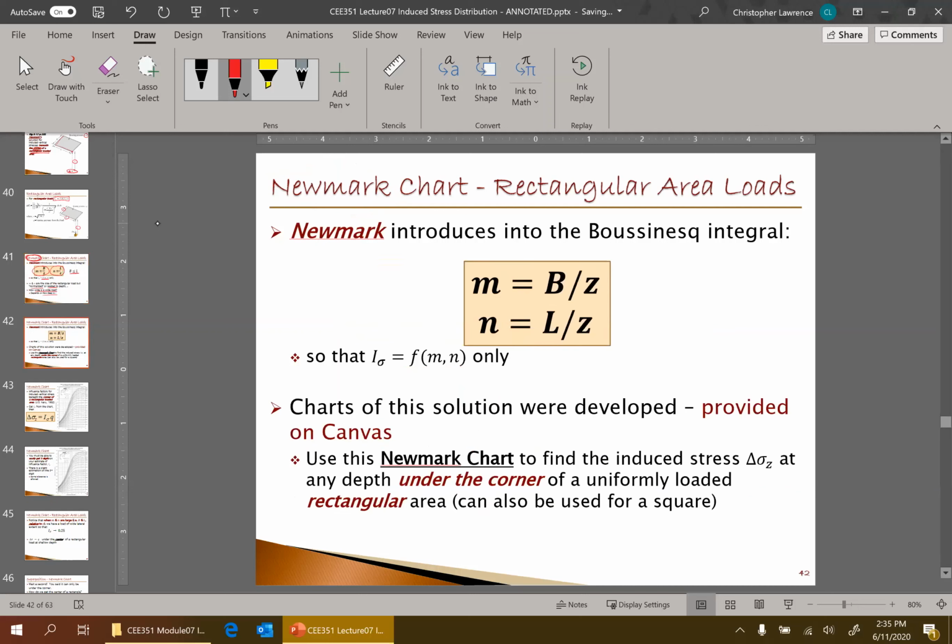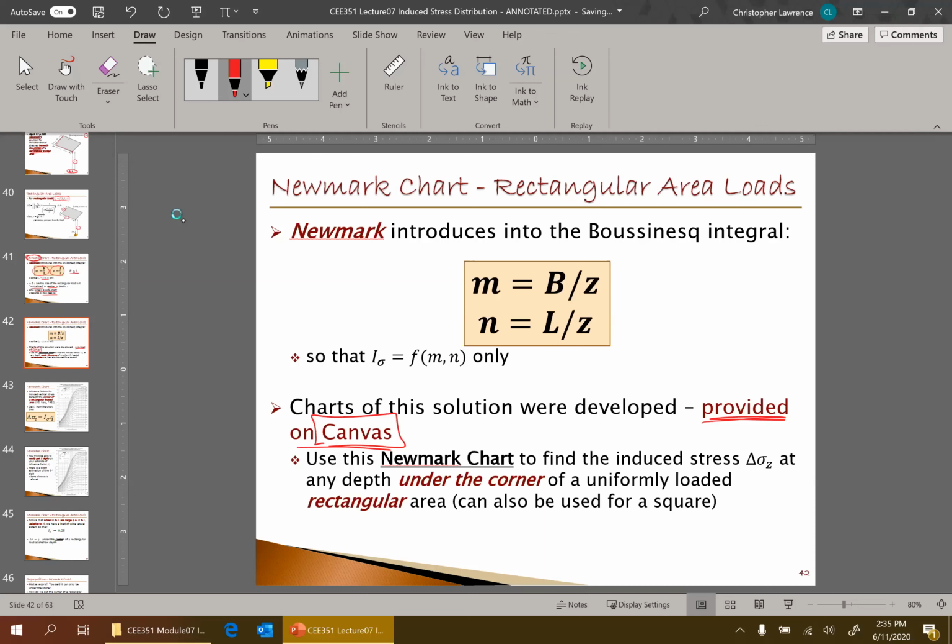Okay, so Newmark, again, introduced this idea. Charts of the solution were developed. This chart is provided on Canvas. There is one in your textbook, but the one that was provided on Canvas is updated. It's newer, it's better, and it's more widely used. The one on Canvas, you can put it on screen, you can enlarge it, you can make it really big, as opposed to just reading this tiny one out of the book. Also, there are some slight differences. The one that I've provided to you looks just a tiny bit different than the one in the book.